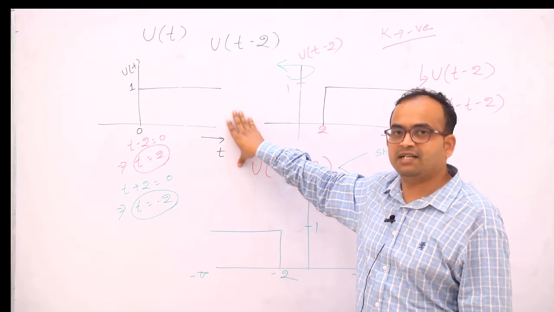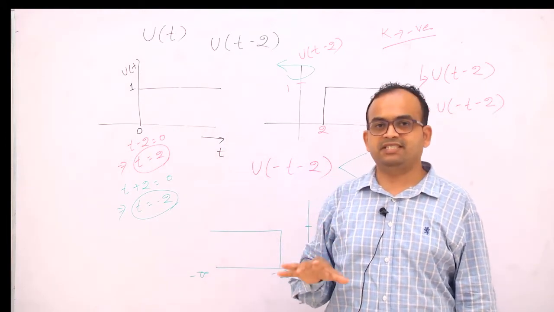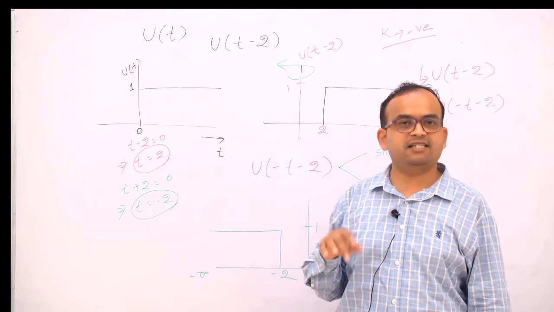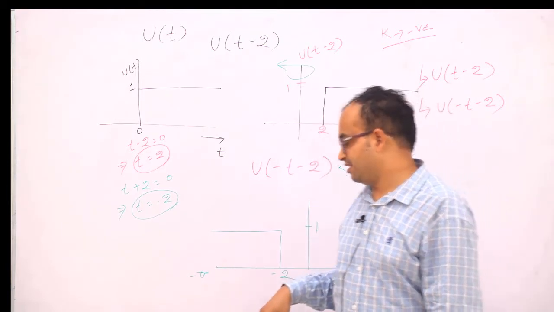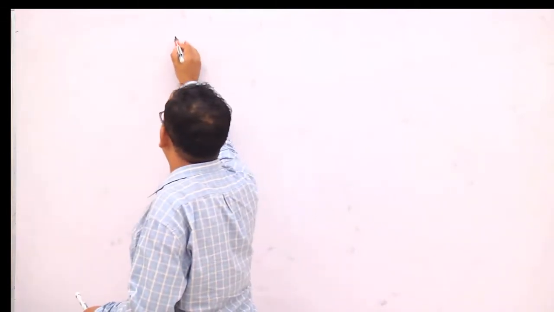If you know these things very well, then any signals you can draw at any instant of time. These are the basic things of signals and systems. So let me draw the ramp signal. We know that the ramp signal is denoted by r of t, right? So I am drawing here r of t.